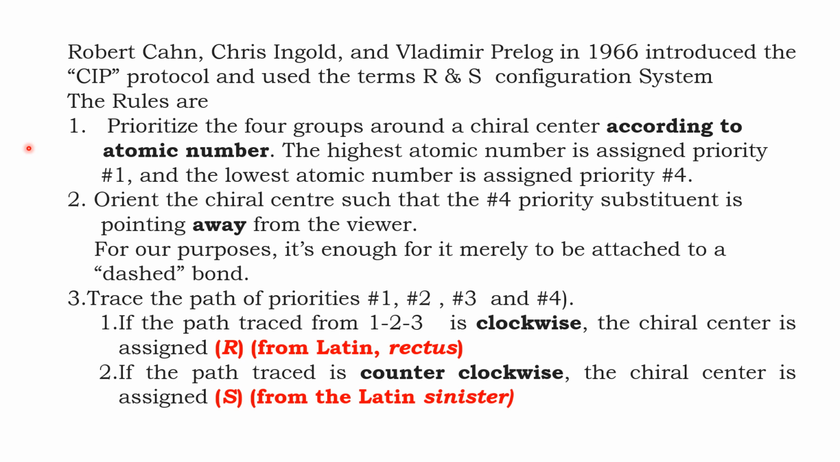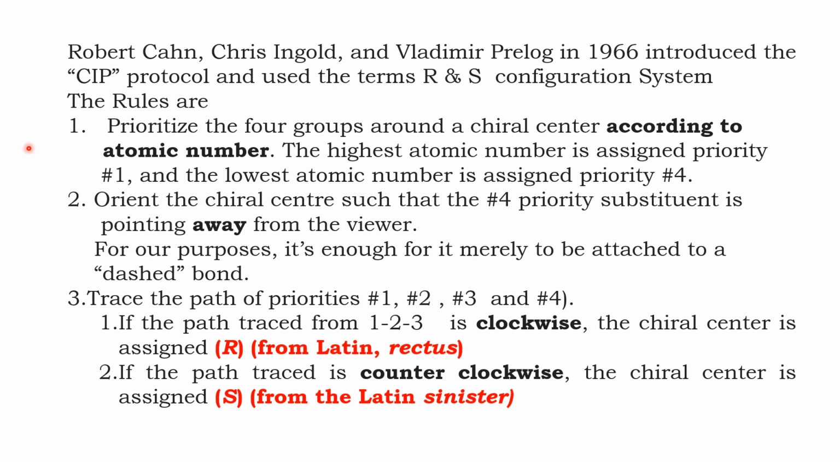Second largest atomic number is for bromine. So bromine gets the second priority. Third highest atomic number is for chlorine. So chlorine gets the third priority. And the least atomic number is for fluorine. So fluorine has the last, or the fourth priority.